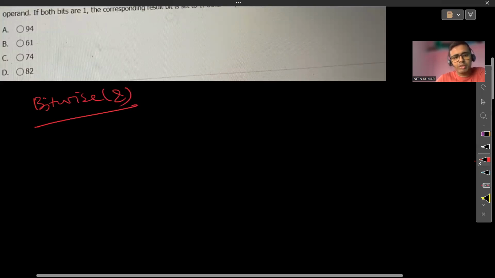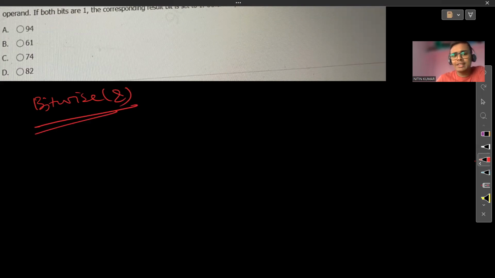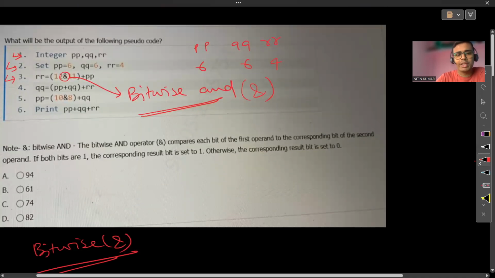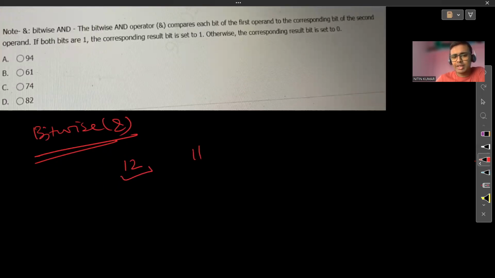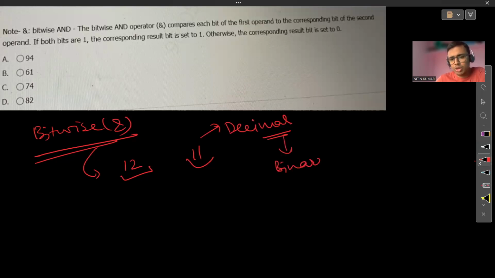What will bitwise and actually do? Bitwise and will take one by one the bit positions of every two numbers. Here the two numbers I am comparing are 12 and 11. But currently these two numbers are in decimal form, and to apply bitwise and to them, first we have to convert the decimal into binary. So how do we convert a decimal number into a binary number?